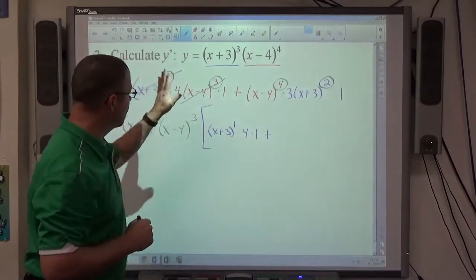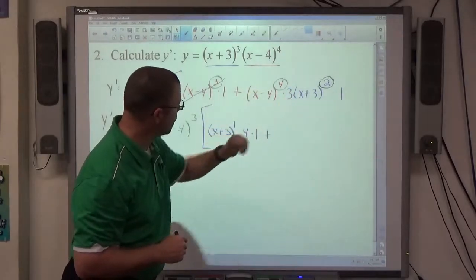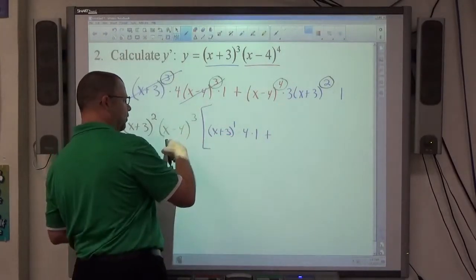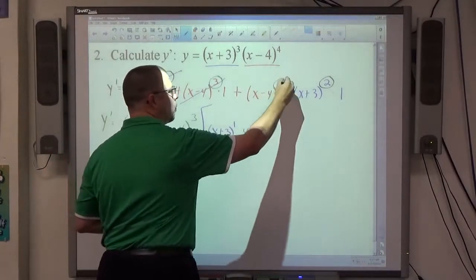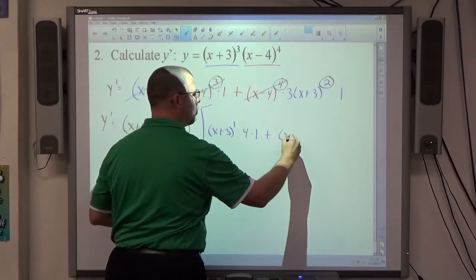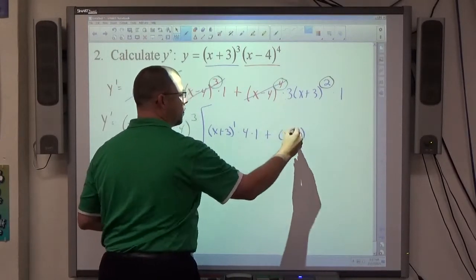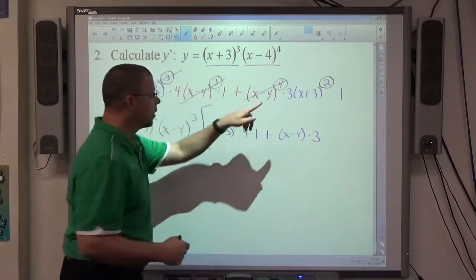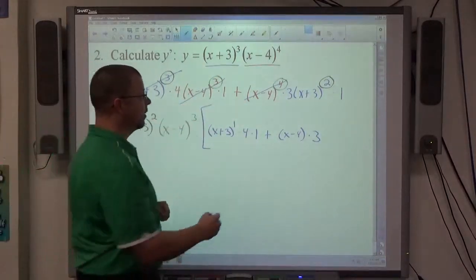And then the same thing on the second term, plus begins the second term, here's the second term. I'm taking x minus 4 cubed out of x minus 4 to the fourth. That takes 3 of those 4, so there's 1 left over. And then there's a 3 that's not being affected by this. We're taking x plus 3 squared completely out, so that's gone.